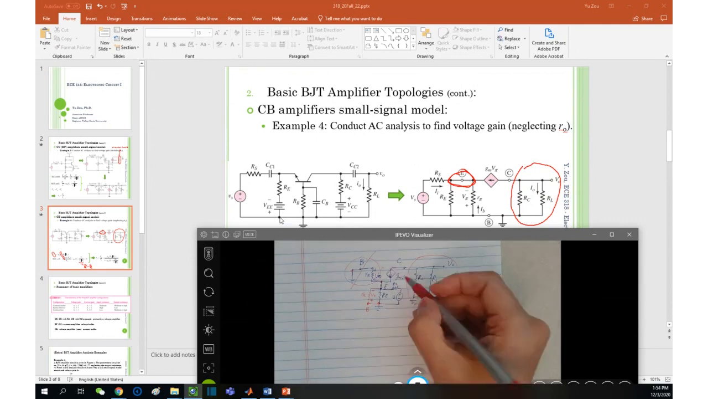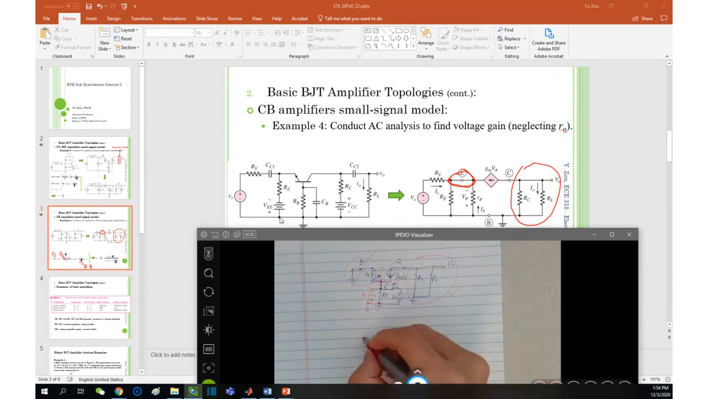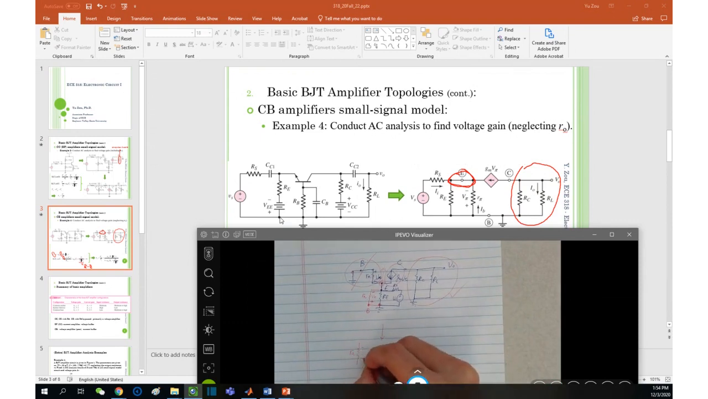And then now what are you going to do? As I said, drag this part up. Then you're going to end up with R pi, V pi, RE. No, this is the emitter. Yeah, RS, VS, positive, negative here. And then here you have a dependent source.